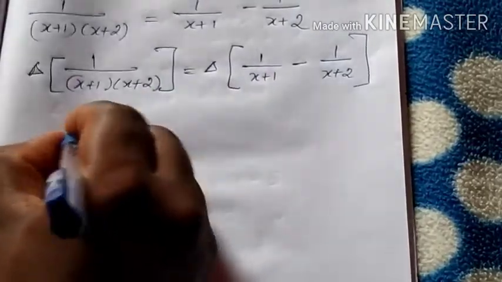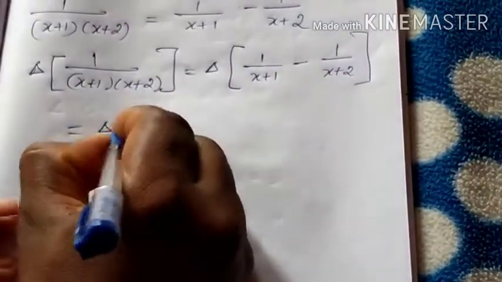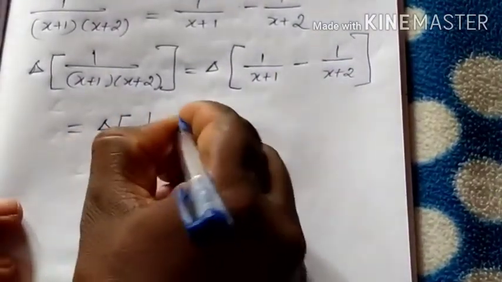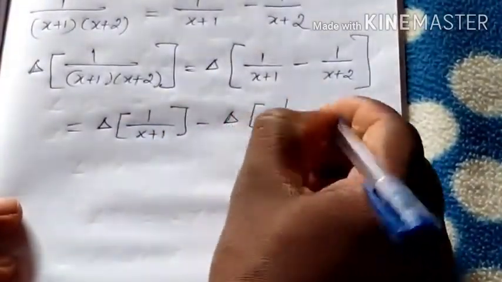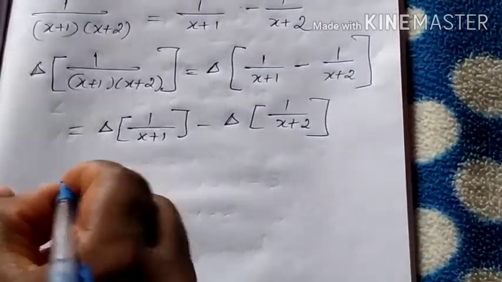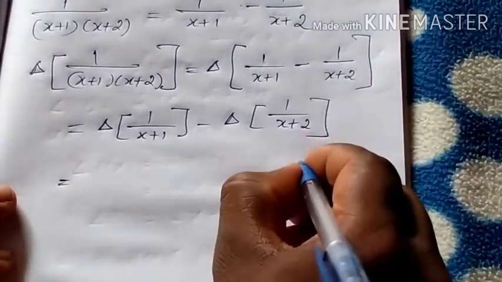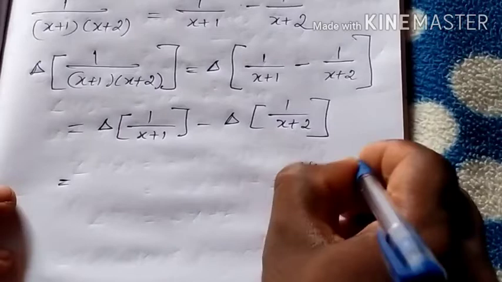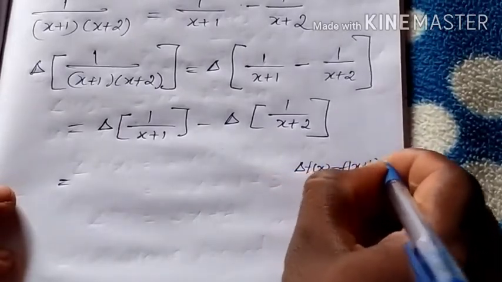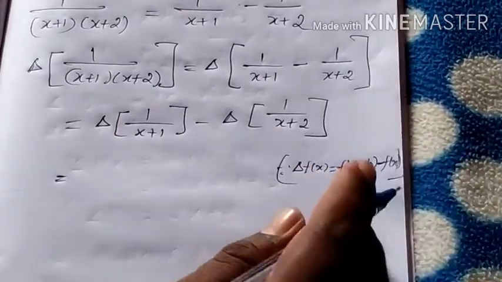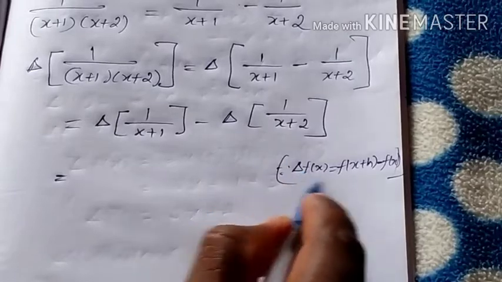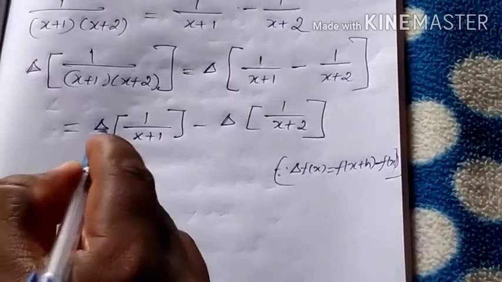Okay, which is equal to delta into 1 divided by x plus 1 minus delta into 1 divided by x plus 2. Okay, which is equal to, so what is the formula? Delta into f of x equal to f of x plus h minus f of x. This is the forward difference operator formula. Okay, so apply here delta into f of x.